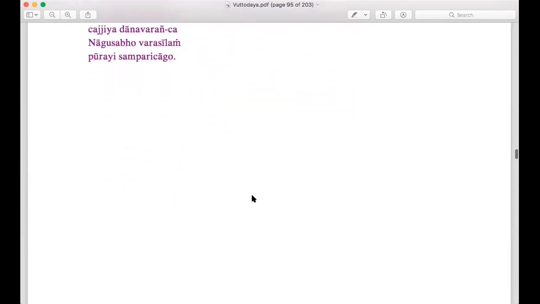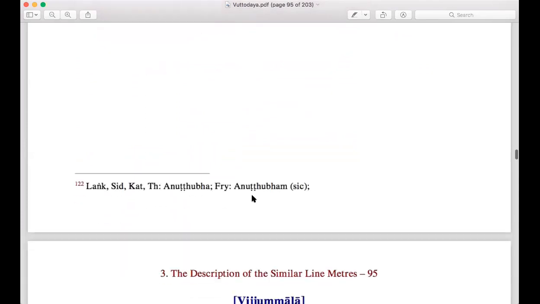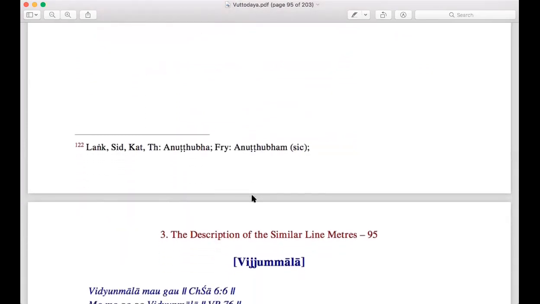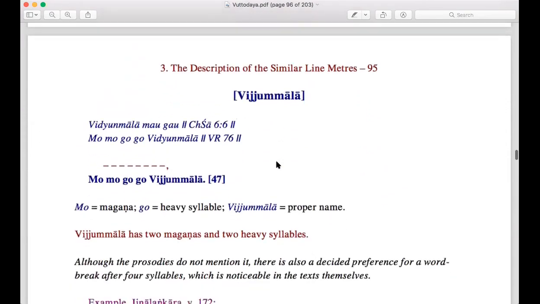Yeah, we have to finish this chapter today, not this section today. Any questions? Is that clear for you? No questions, right? Okay, that is the first verse of Anuttubha meter. Anuttubha Chanda, the group which is called Anuttubha. You see, Anuttubha in feminine is also there. Anuttubham is there in neuter gender also.